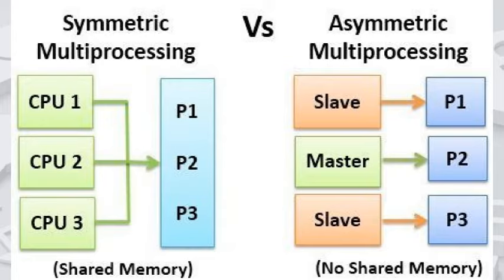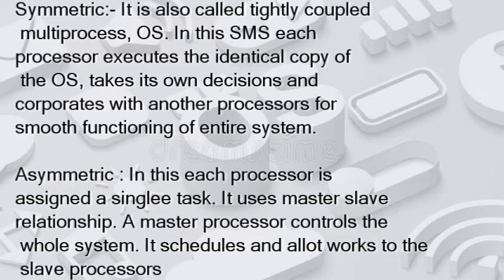Second, we have asymmetric. In asymmetric, each processor is assigned a specific task. It uses a master-slave relationship. Now, what is a master-slave relationship? At the top level, there will be one master, and the master processor controls the whole system. It schedules and allocates the work to the slave processors. There will be a single master which provides the work to the slaves, and the slaves work upon that and then get back to the master so that the work is completed. So those are the two types of multiprocessor systems, asymmetric and symmetric.